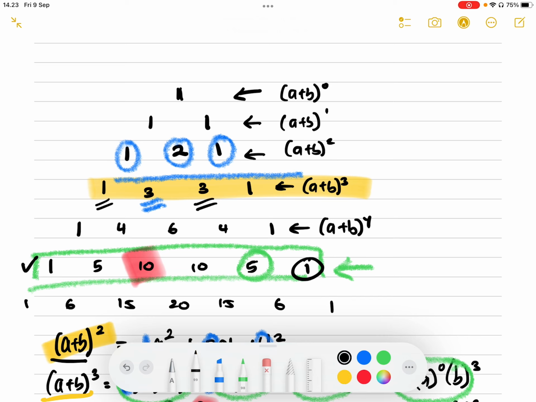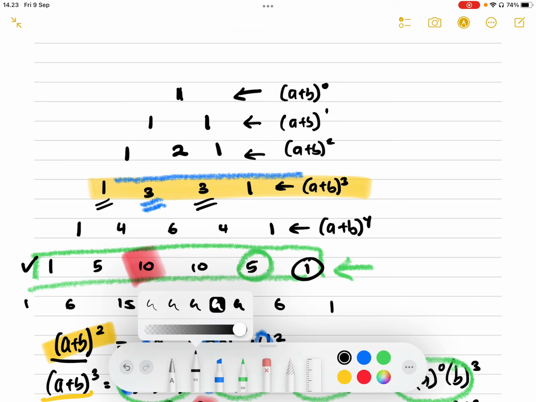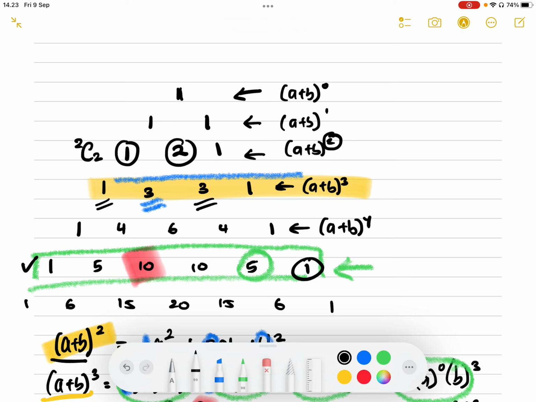First thing to remember is this one is the same as 3 combination 0. This one is 3 combination 1. This one is 3 combination 2. Sorry, my bad. Followed by this one, which is to the power of 2, right? So this one over here is 2 combination 0. This one is 2 combination 1. This one is 2 combination 2.